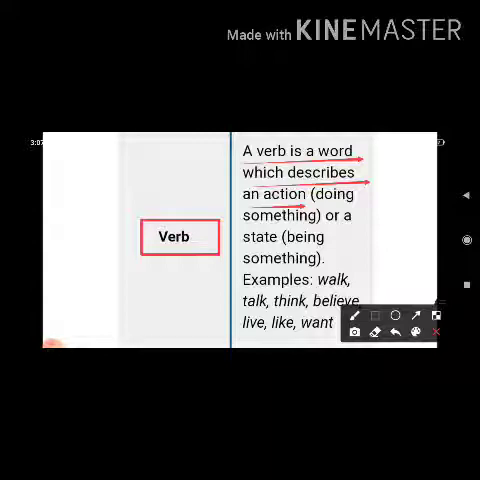आप यहाँ पे कुछ examples देख सकते हैं, जैसे walk है, talk है, think है, believe है, live है, like है, want है. जैसे walk means चलना, talk means बातें करना, think means सोचना, believe means किसी चीज़ पे यकीन करना, ठीक है? live means रहना, like means पसंद करना, want means चाहना, ठीक? तो that means हर एक verb के आखिर पे ना आता है. अगर हम उनकी उर्दू में मीनिंग देखेंगे तो हर एक verb के आखिर पे ना आता है, नून अलिफ ना, ठीक? तो हाँ, आप आसानी से उनको पहचान सकते हैं, ठीक?